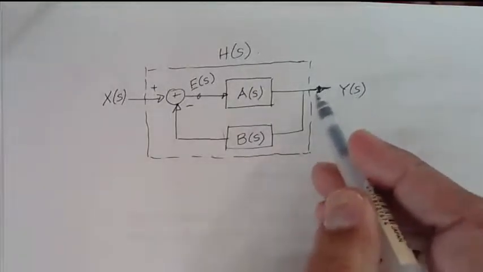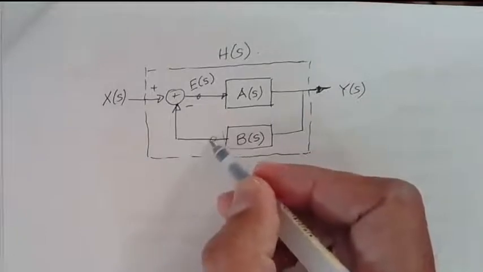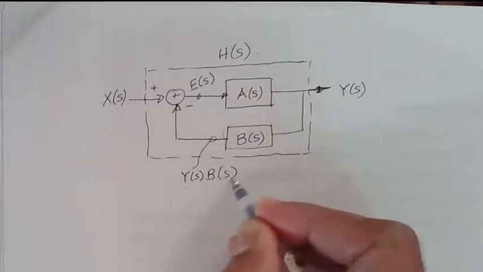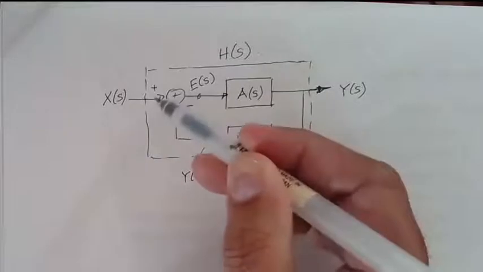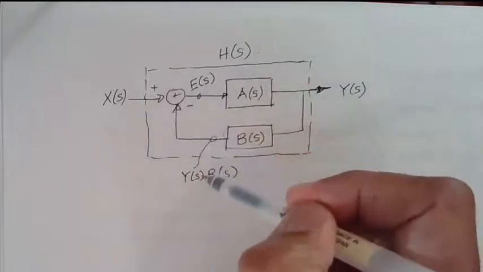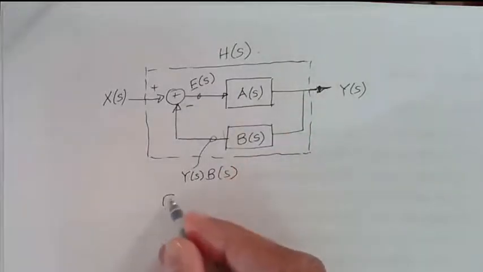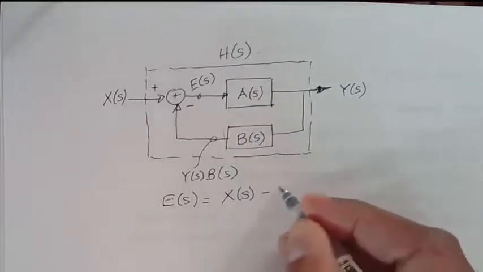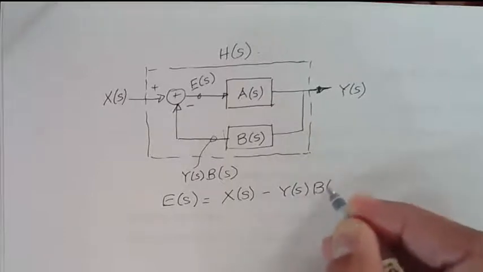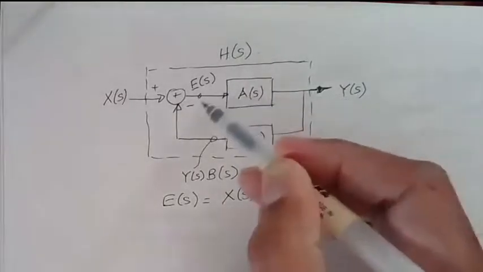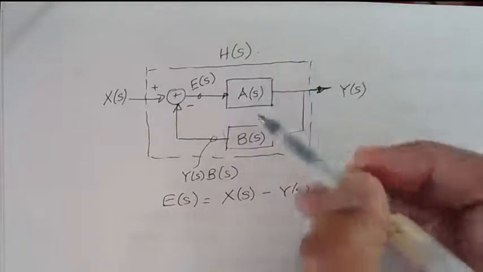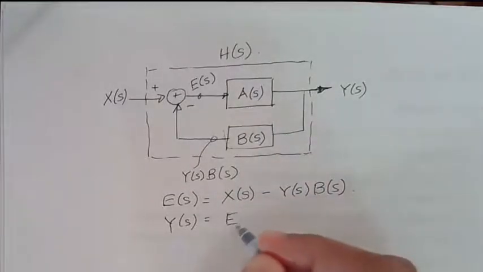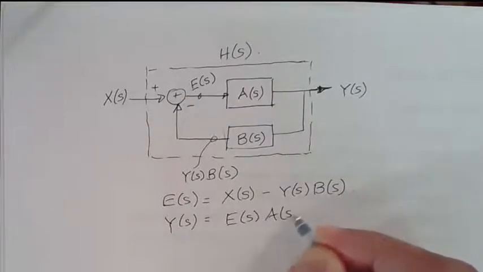So here's my output Y of S. It goes in through this B of S. So what I get out here is Y of S times B of S. And then if we take the difference between X of S and this quantity, we get E of S. So E of S is equal to X of S minus Y of S times B of S. And then the output is simply the output of this system, A of S, and the input to that is just E of S. So Y of S is equal to E of S times A of S.